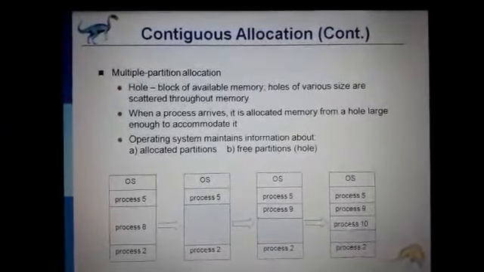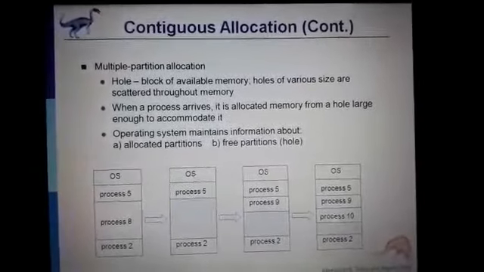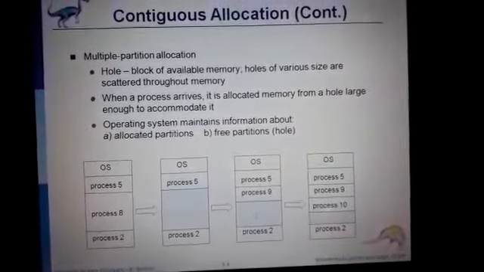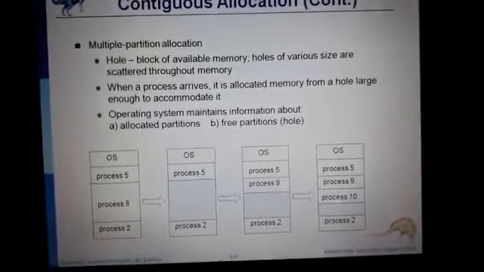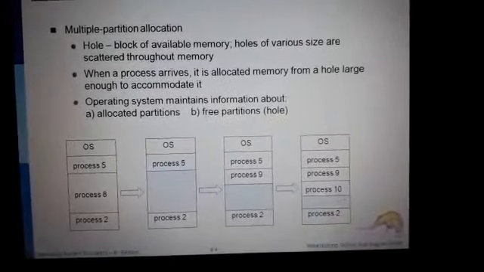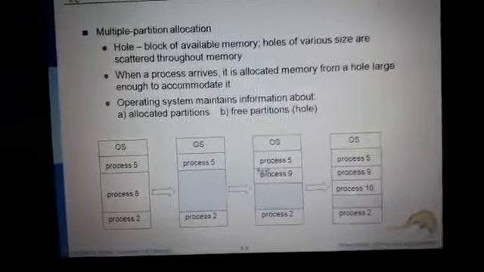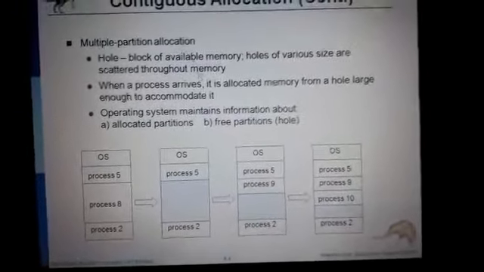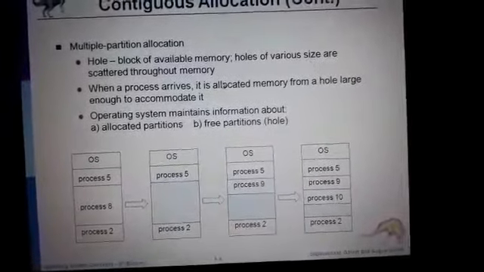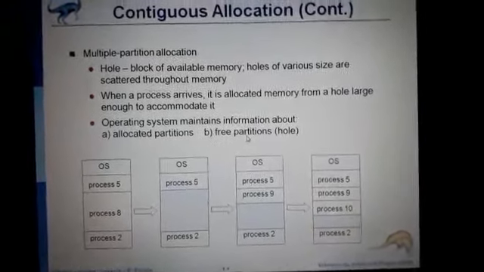A process is removed from here, and one part of the hole is occupied, that is, process 9 is placed in this particular hole, but a small part of this block is still left empty, so that another process can be accommodated here, that is process 10. This is just an example to understand the available block of memory, and how the holes of various sizes are allocated to the processes when a process arrives into the memory.